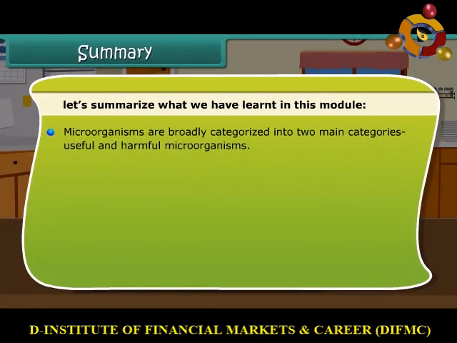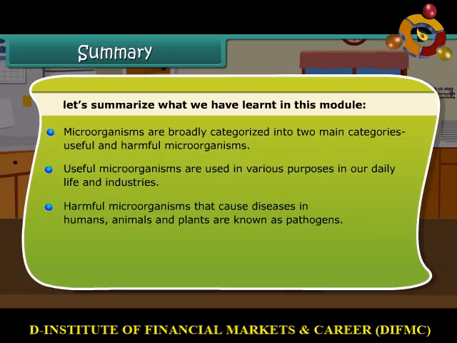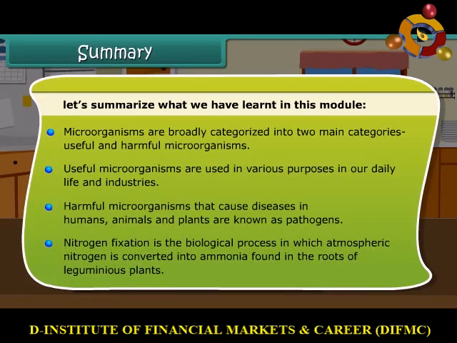Microorganisms are broadly categorized into two main categories: useful and harmful microorganisms. Useful microorganisms are used for various purposes in our daily life and industries. Harmful microorganisms that cause diseases in humans, animals, and plants are known as pathogens. Nitrogen fixation is the biological process in which atmospheric nitrogen is converted into ammonia, found in the roots of leguminous plants.